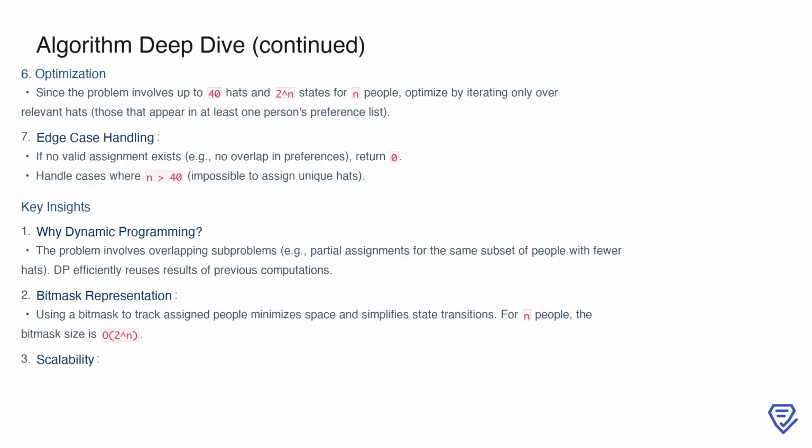Dynamic programming is an ideal choice for this problem due to the overlapping subproblems. Partial assignments for the same subset of people with fewer hats can be reused efficiently. The bitmask representation plays a crucial role here, as it allows us to track assigned people using a compact and efficient encoding. For n people, this representation has a size of 2 to the power of n, which is manageable for small values of n overall. This approach balances efficiency and scalability within the problem's constraints.